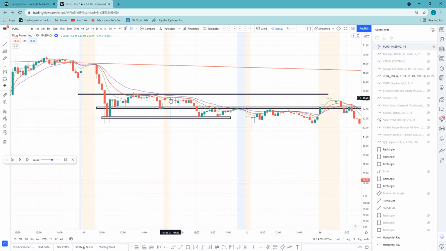Did I use MACD? Did I use the RSI? No, you don't need those things. You can use them as a confirmation only. You do not take the trade just based on those things, because they are lagging indicators.